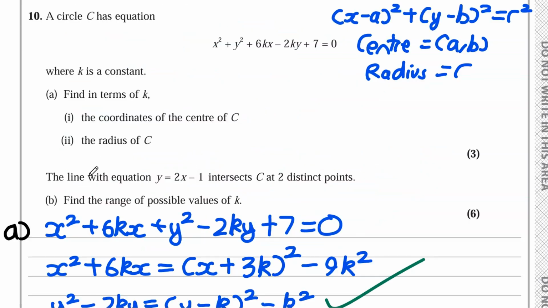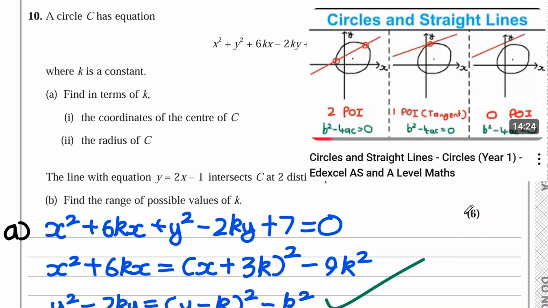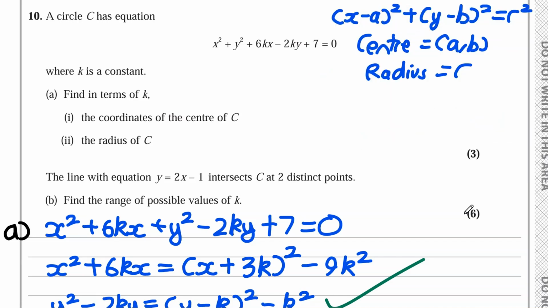Okay, so for part B, we're told that the line with equation y is equal to 2x minus 1 intersects C at 2 distinct points, and we need to find the range of possible values of k, for 6 marks. We talked about questions like this in the circles and straight lines video. The way that we do this is we're going to sub this y is equal to 2x minus 1 into the equation of the circle, replacing the y terms with 2x minus 1.